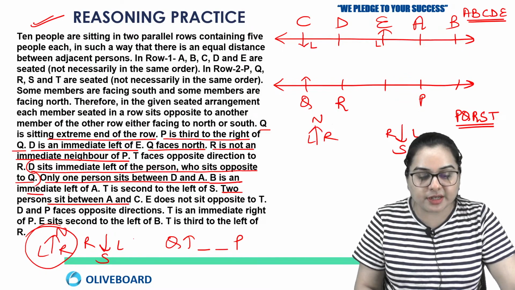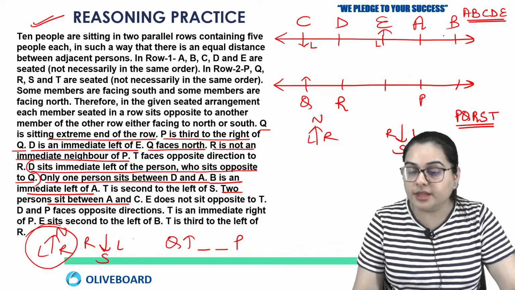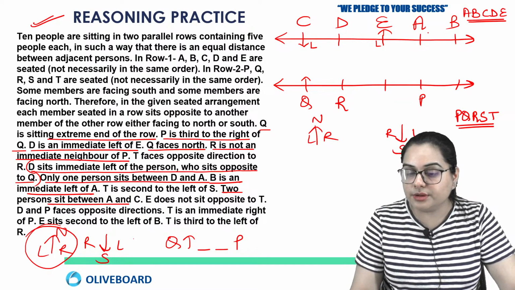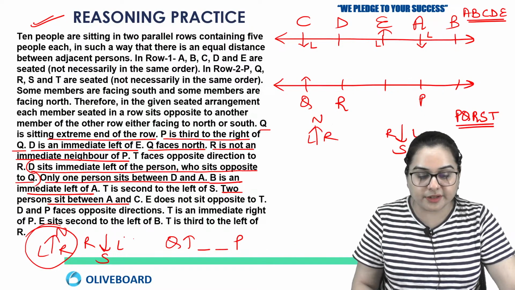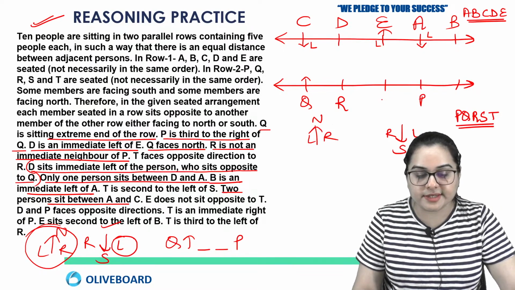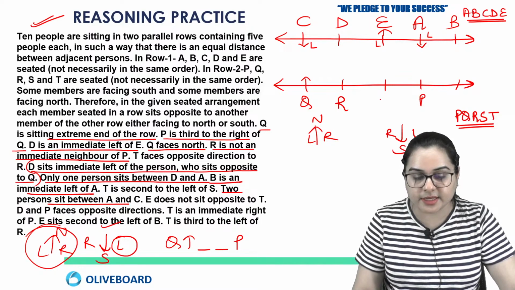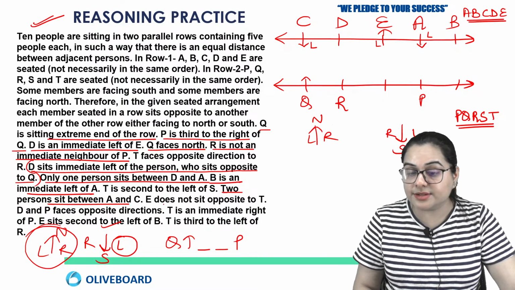Next we have B is an immediate left of A, sorry, it is about A. B is immediate left of A. So left of A is coming here towards B. Accordingly, A will be facing south, because if I have to take left, it will be south facing. Next is T second to the left of S, means there is a gap of 1 person between T and S. Next thing, that E does not sit opposite to T.